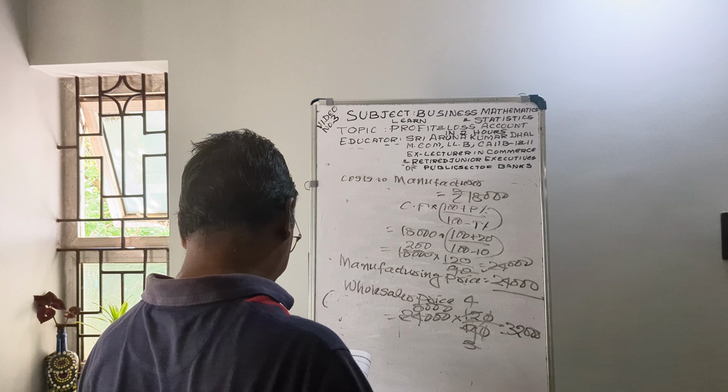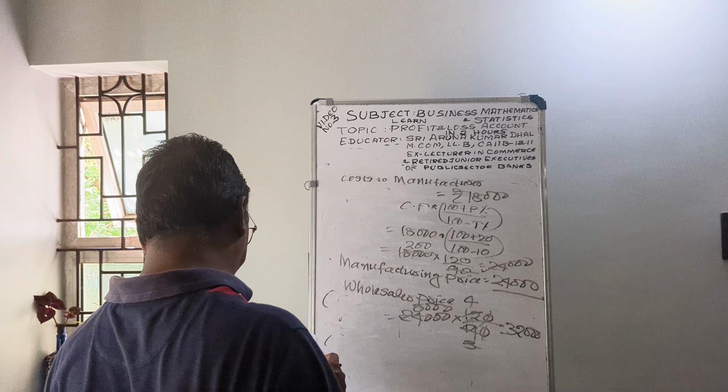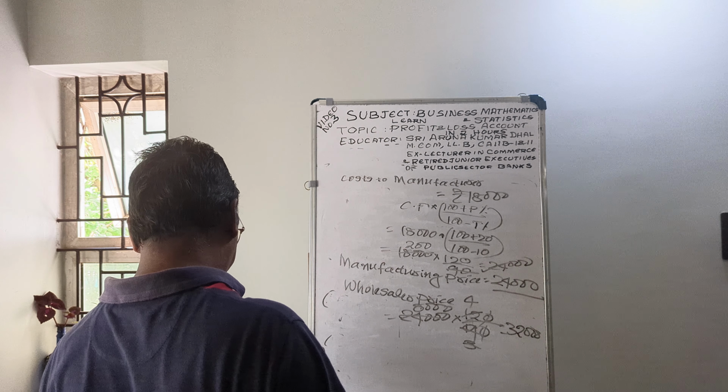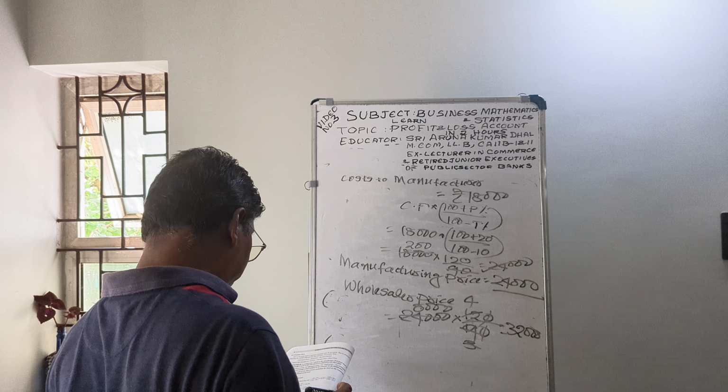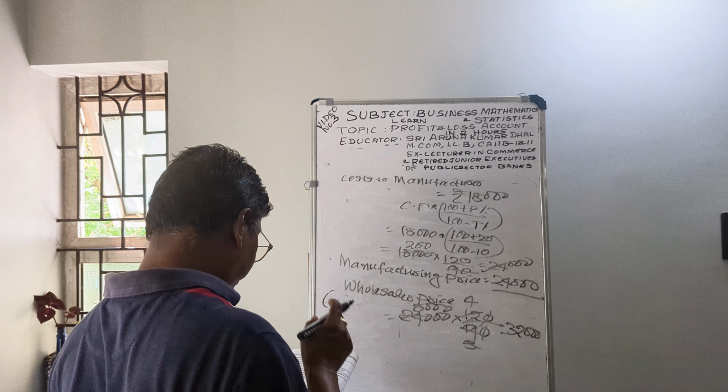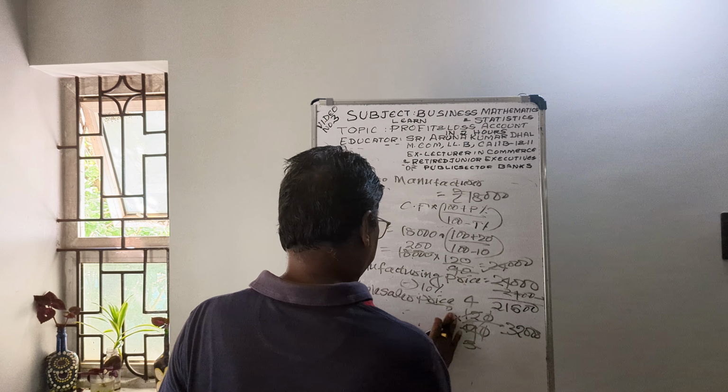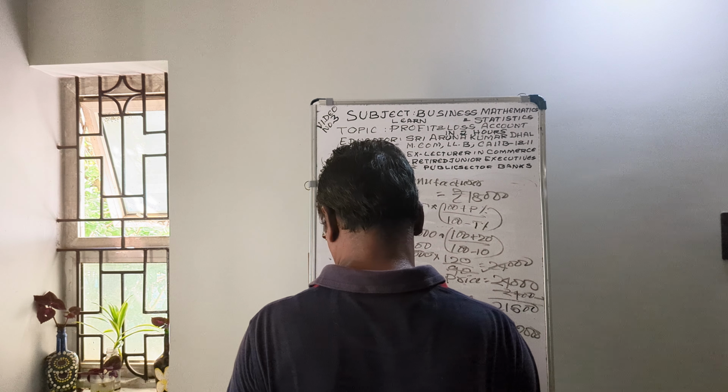Here it is given another thing: manufacturer price, wholesale price, retail price and consumer price. The percentage of load saddled on the consumer by the middlemen. Profit is 20% and discount allowed is 10%. So the manufacturer price is 24,000. First, 24,000 minus 10%. 10% is the discount. So 10% means here 2,400. That is 21,600. So 21,600 into 120 by 90.